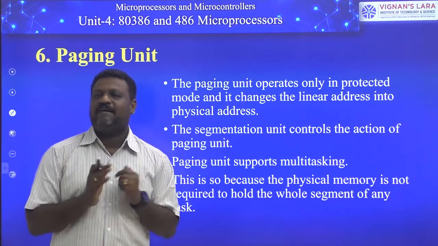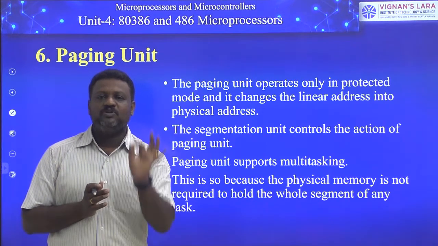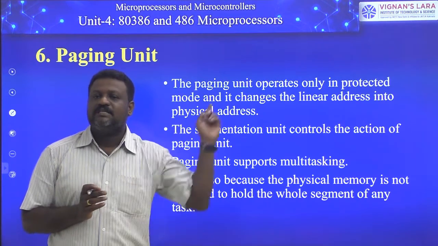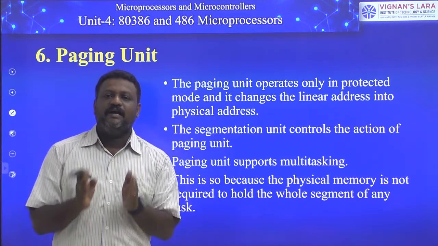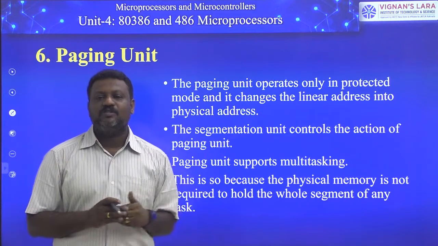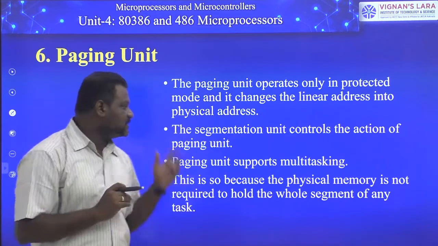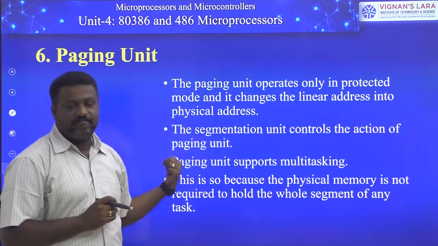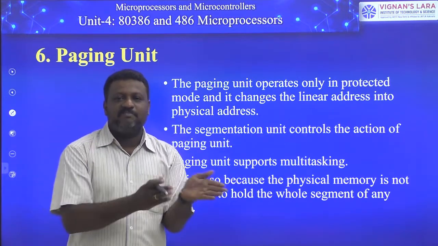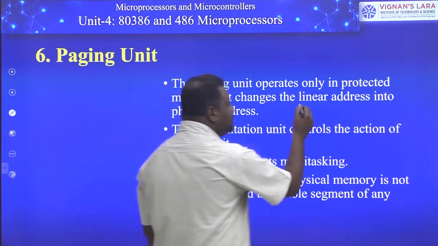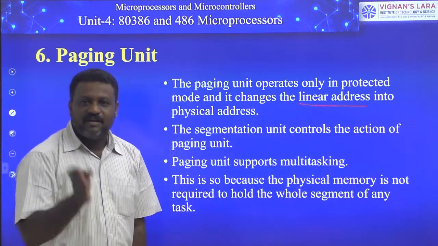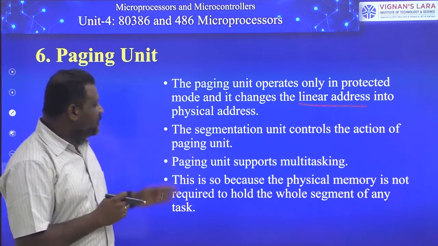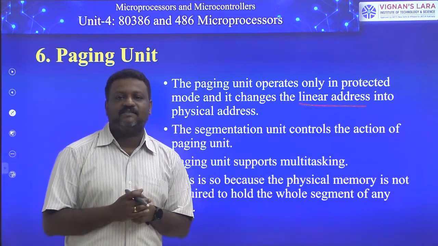So here you have to remember, friends: number 1, the paging unit only operates in protected mode. Number 2, the task of this paging unit is to convert a linear address into a physical address. And third, does the segmentation unit control the action of the paging unit? No, because the segmentation unit can only supply a linear address to the paging unit. And next, the paging unit supports multitasking.